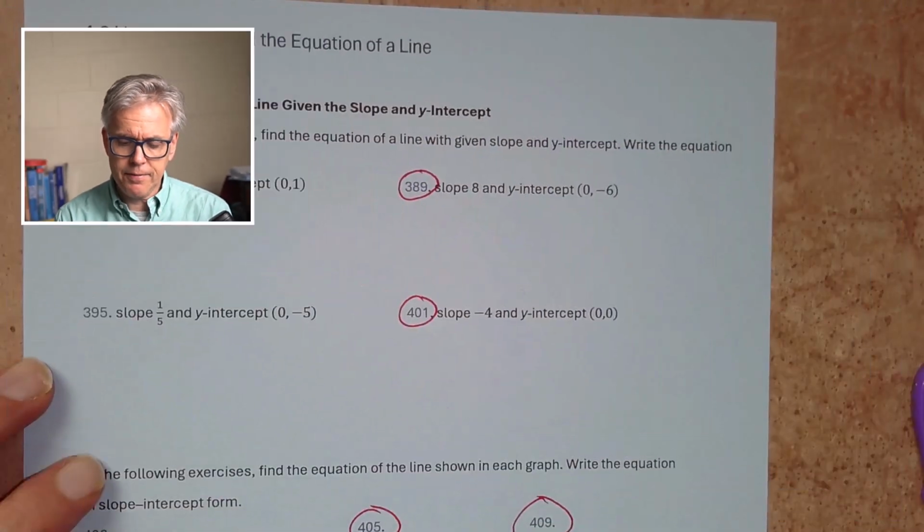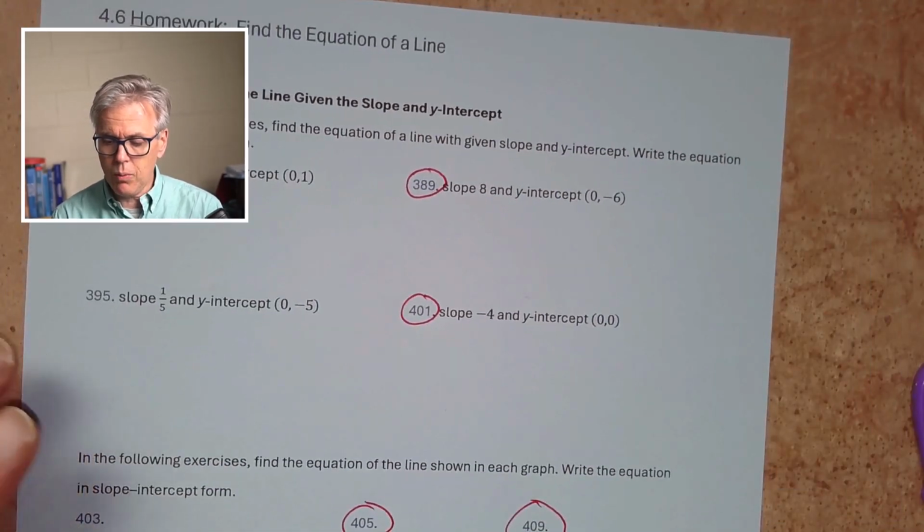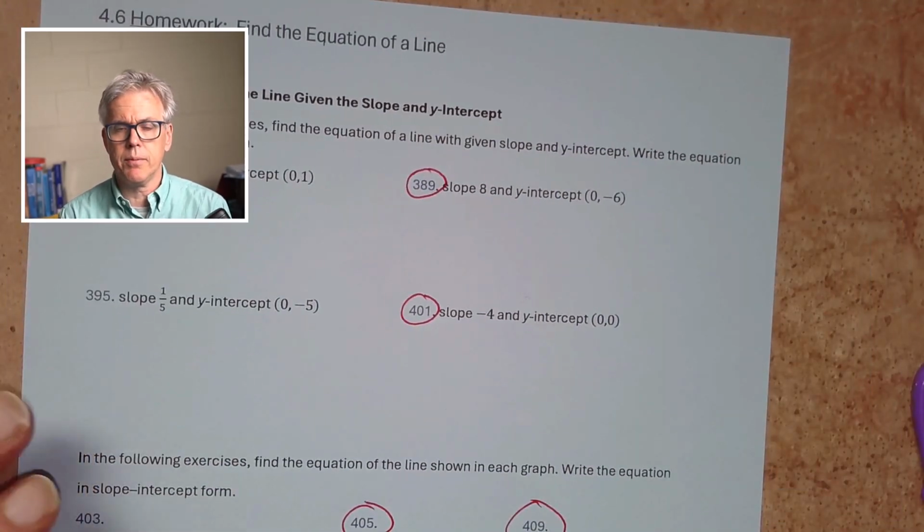Okay, in this section, we are really pulling everything we've done in this unit together. So you're going to be asked to write equations of lines with different characteristics. So let's just see how this goes. In the following exercise, find the equation of a line with a given slope and y-intercept. Write the equation in slope-intercept form.